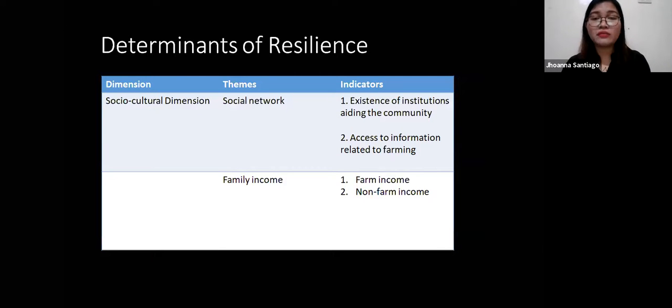Another theme under the determinants of resilience is social network. They said that it is important to have an institution aiding the community, and access to information is also very important, especially in relation to farming. Another theme is the family income, which includes farm income and non-farm income.